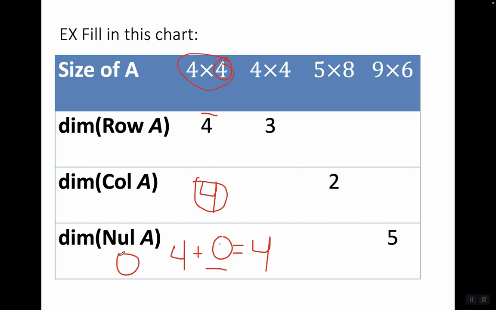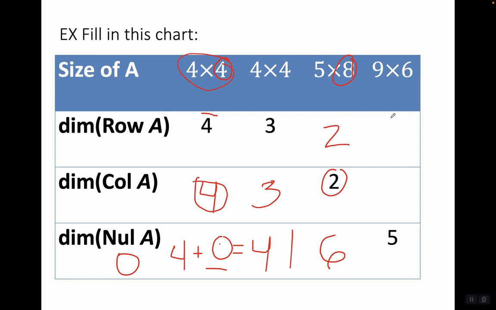The nullity is 0. Similarly, if the dimension of the row space here is 3, the dimension of the column space also must be 3. And 3 plus what is going to be 4? 3 plus 1 is going to be 4. So the dimension of the null space of A is going to be 1. If we have a 5 by 8 matrix, switching it up on you, hope it doesn't confuse you. If the dimension of the column space is 2, that means the dimension of the row space is going to be exactly the same. That'll be 2. And 2 plus what equals the number of variables? 2 plus 6 equals the number of variables, the number of columns. Therefore, the dimension of the null space of A, the nullity of A, is going to be 6.